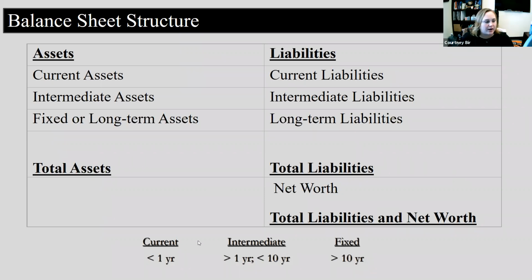Just so that you know, a current asset is less than 1 year, an intermediate asset is greater than 1 year but less than 10, and a fixed asset is greater than 10 years. And we'll go into a little bit more detail about that.